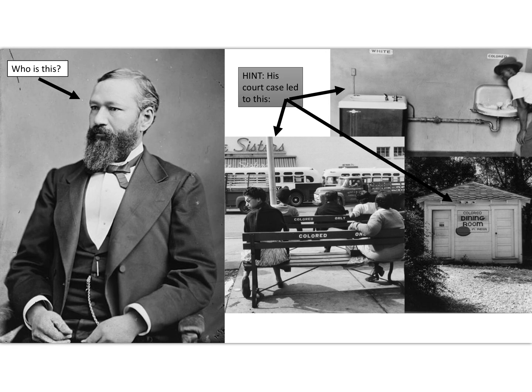So I like to bring this up to my students to see if they can try to figure something out. Most of the time they don't know this. They've never seen this picture. They've heard of this court case, but they don't know it. But it's about this man right here, and his court case will lead to what we see here: colored dining room in the rear, separate water fountains, colored only benches. The answer?